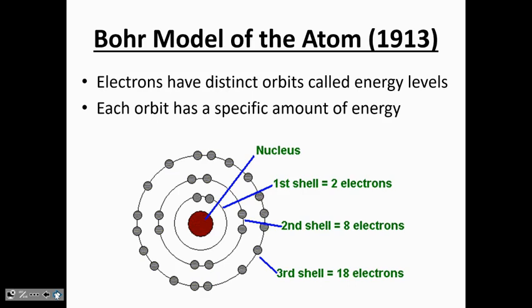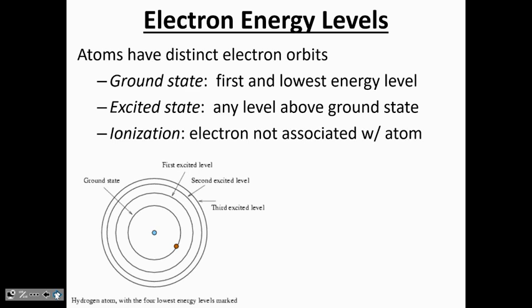These specific amounts of energy solve the issues that we addressed with the Rutherford model. Now, to make sure we have our terminology correct here, atoms have distinct electron orbits that we'll refer to in this class as either ground state, excited state, or ionized. In ground state, that's when an electron is in the first or the lowest energy level. An excited state is any energy level above ground state. So an excited state electron would have more energy than a ground state electron.